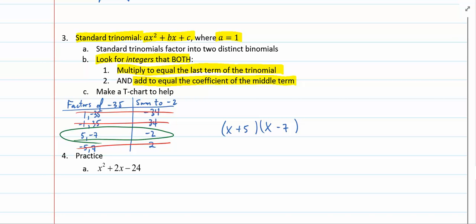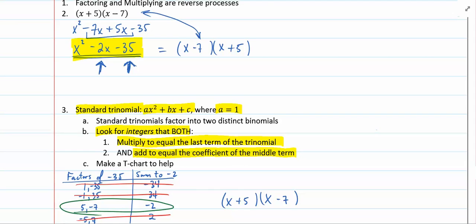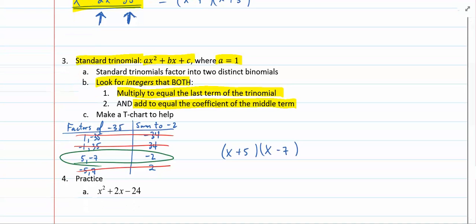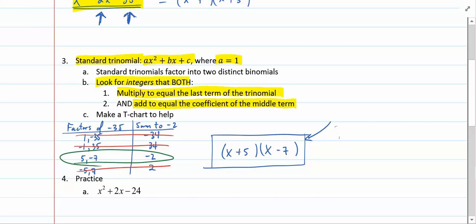We can then double check our work to make sure that we found the correct factor pair by FOILing. Now, I've already done this math once before. X plus 5 times x minus 7 does FOIL together to make x squared minus 2x minus 35, which is the trinomial that we started with in this problem. And we know that the factored result of x squared minus 2x minus 35 is x plus 5 and x minus 7. In the next video, we'll work through a couple examples.